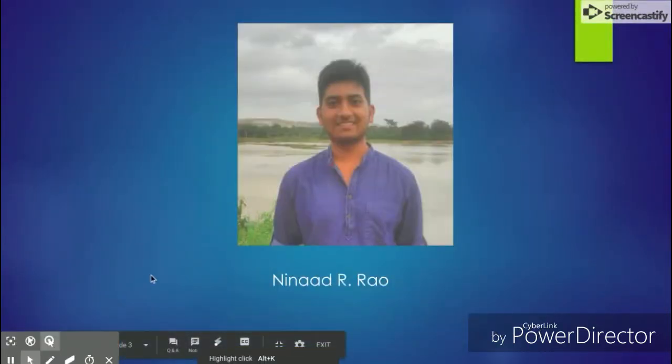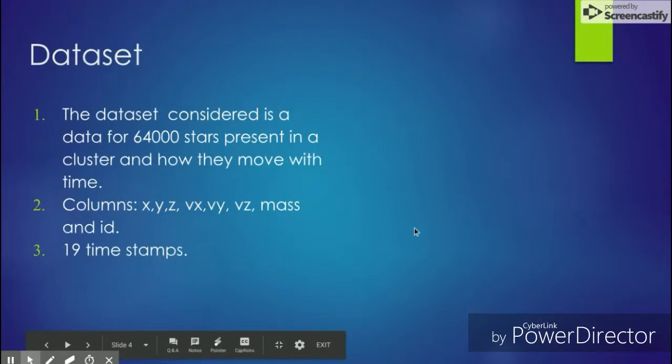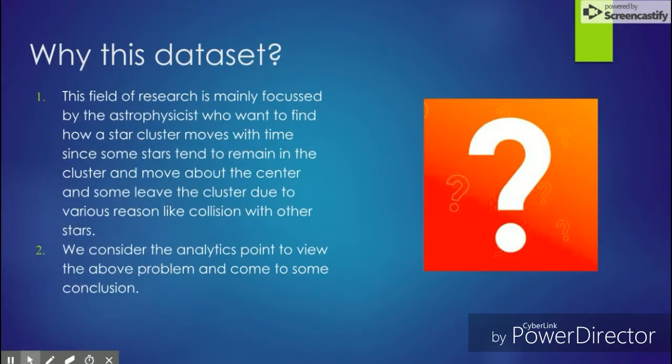This is Ninad and I'm going to talk about the dataset. The dataset has 19 timestamps and each timestamp has 64,000 stars. There are 8 columns in the dataset. This problem is very useful in the field of astrophysics. We consider only the analytics point of view.